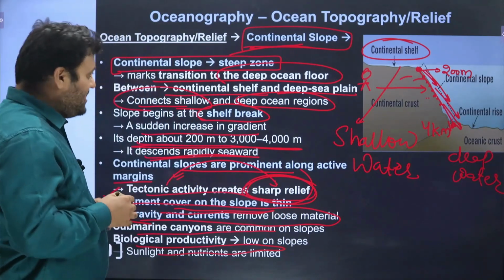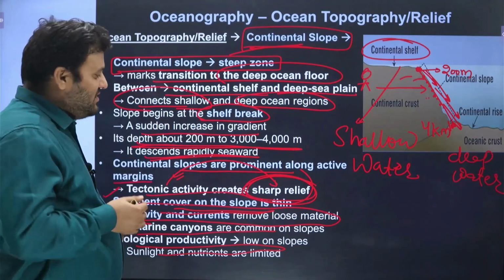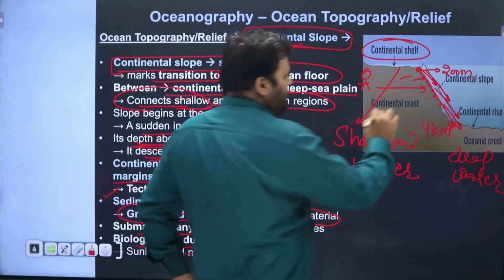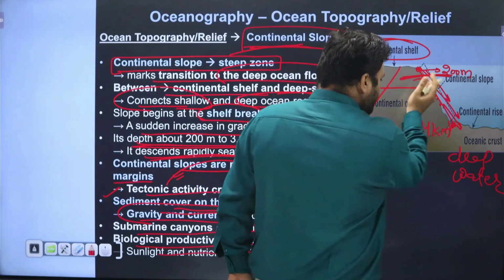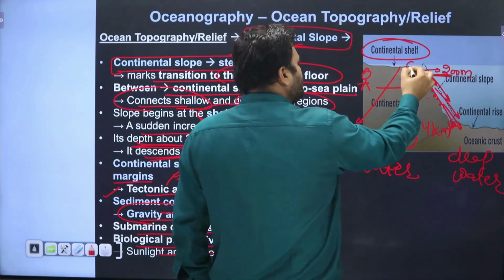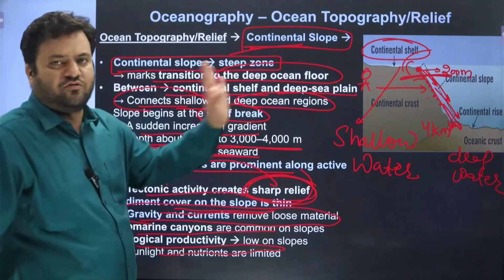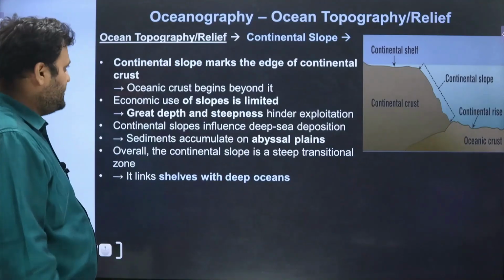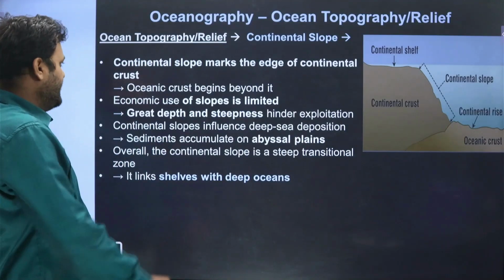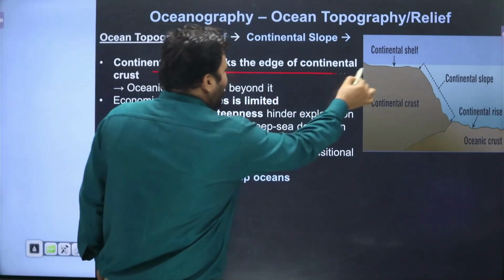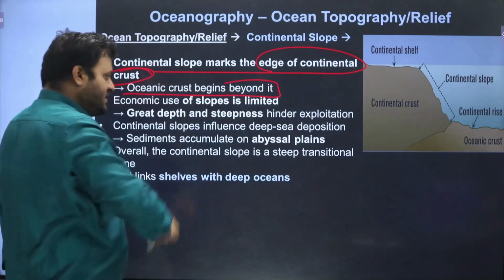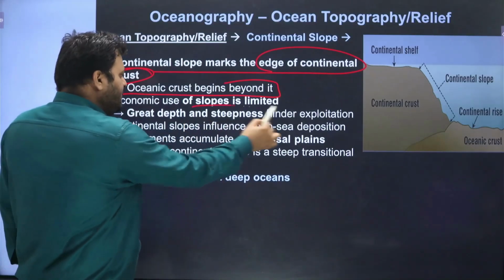Well, coming out from science fiction, let's talk about the reality. Biologically, the biological productivity of this region is very low. However, in the upper slope, as I told you, you can expect some biological activity, because sunlight and nutrients are very limited in the slope areas. The continental slope marks the edge of continental crust. Yes, oceanic crust begins beyond this. Economic use of the slope is very limited.